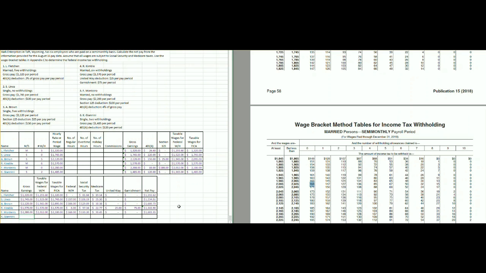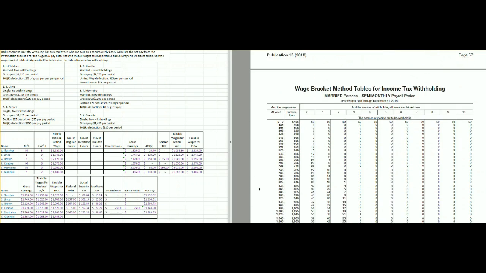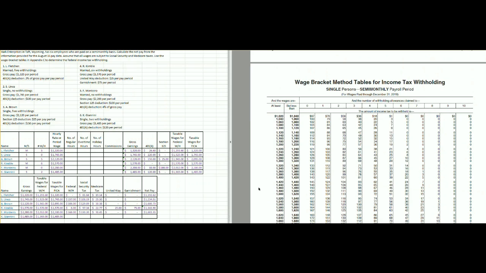Filling in the lower half of the calculations, we have gross earnings of $1,485, federal taxable wages of $1,365, taxable wages for FICA of $1,485. Scrolling back up to single, we are looking for federal taxable wages on a single person of $1,365, which will fall into this bracket. She has 2 withholding allowances, so we'll follow that column down for $96 in federal taxes.